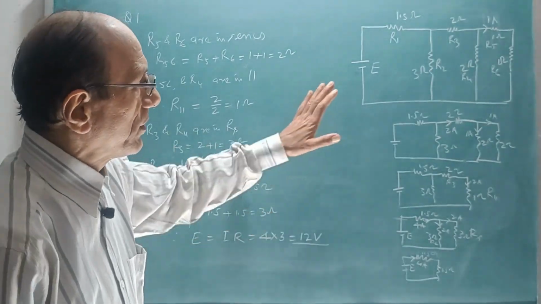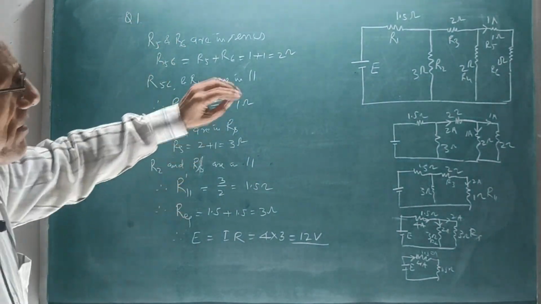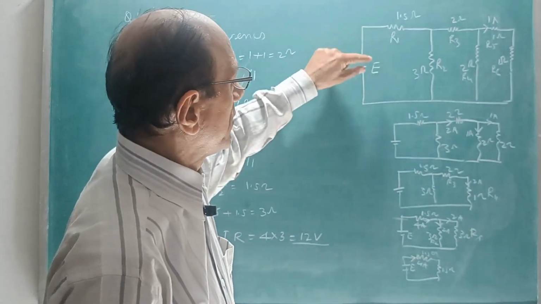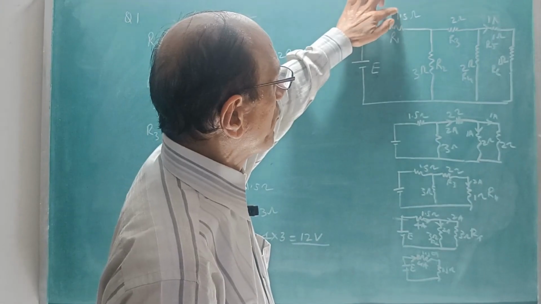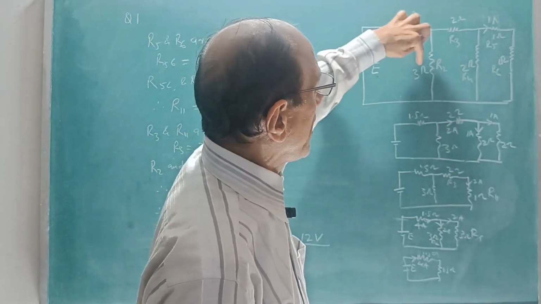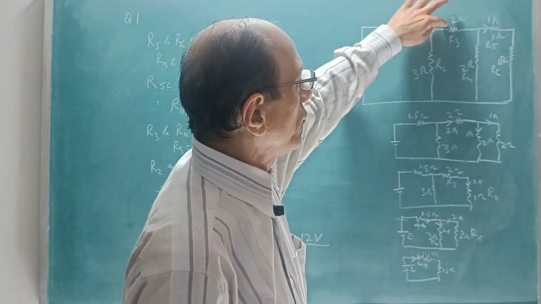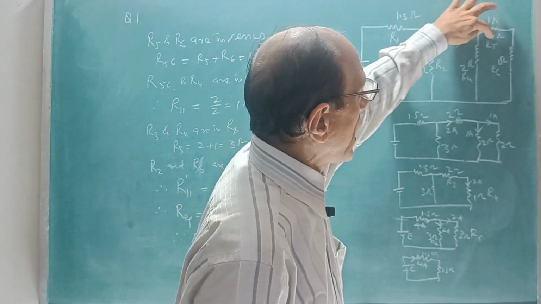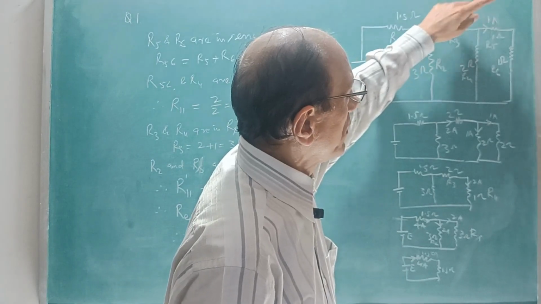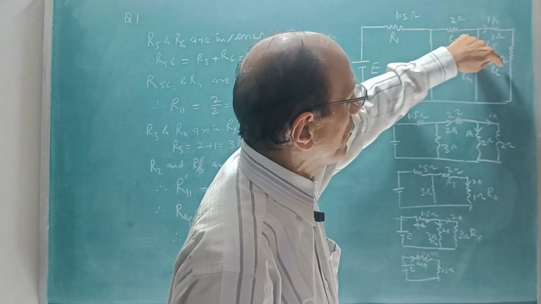So once again, I'll try to explain it. So this is the circuit where EMF is E. This R1 is 1.5 ohm. This R2 is 3 ohm. This R3 is 2 ohm. This R4 is 2 ohm. This R5 is 1 ohm, through which 1 ampere current is passing, and this R6 is again 1 ohm.